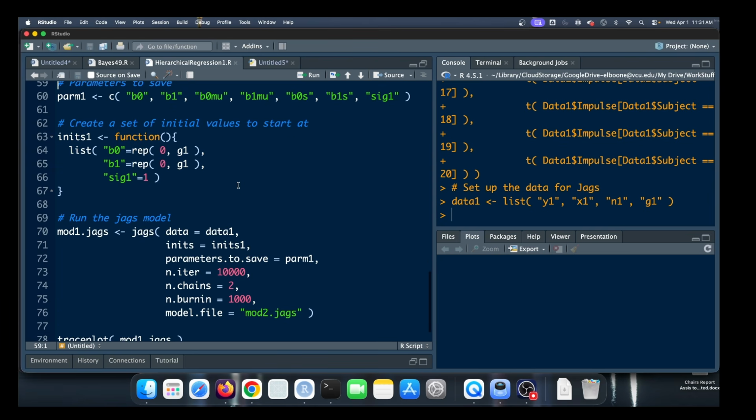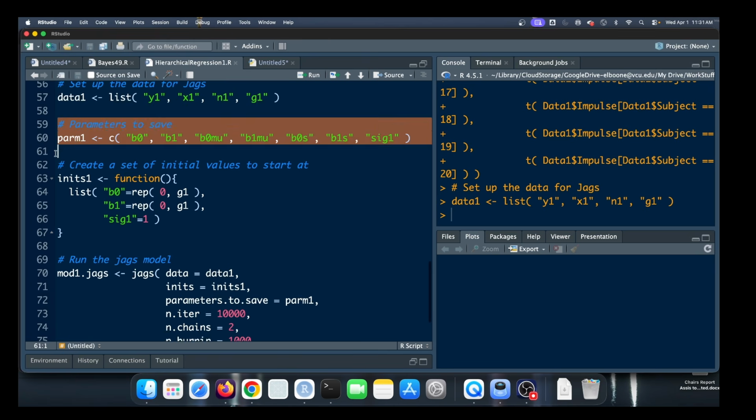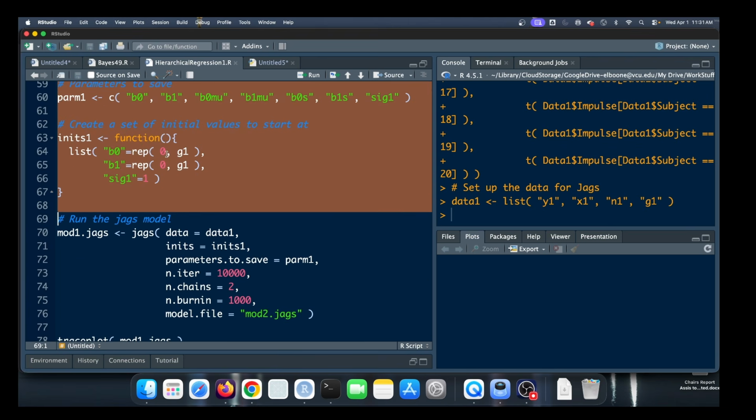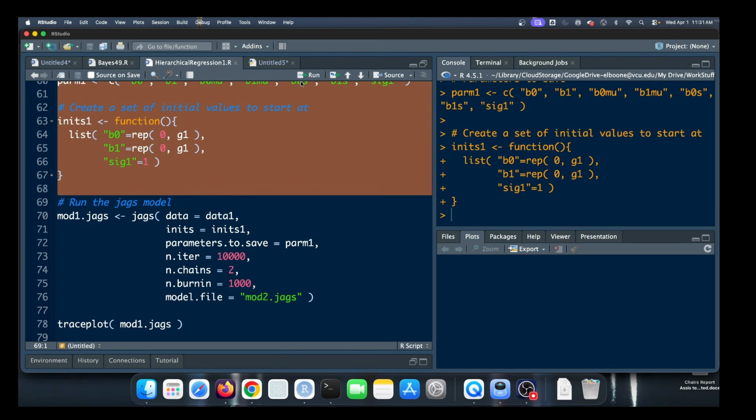So keep that in mind when you're looking at this. It's not just a simple single value that it's going to save, and you'll see all the parameters that it actually does. So for all of these, now I can't just give it the value 0. I have to give it a 0 for each group. So I'm going to repeat 0 G1 times, which is the number of groups. I'm going to repeat 0 G1 times, because that's the number of groups for the mean for B1, and sig1 is going to be equal to 1. Okay, so these are the starting values that I need for this.